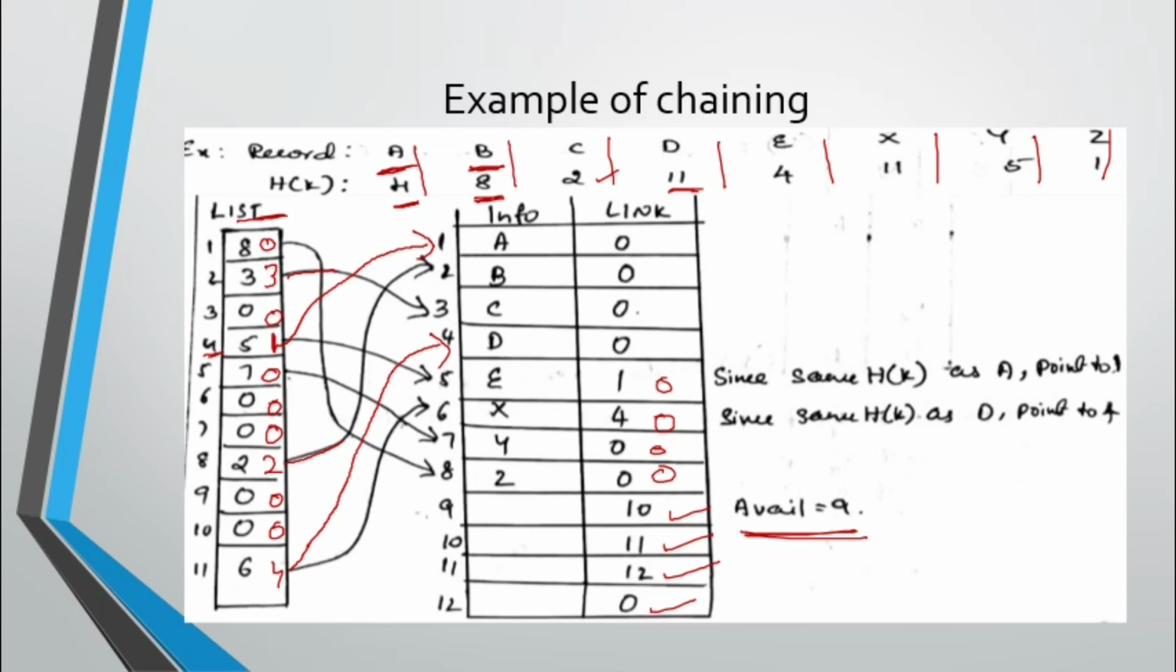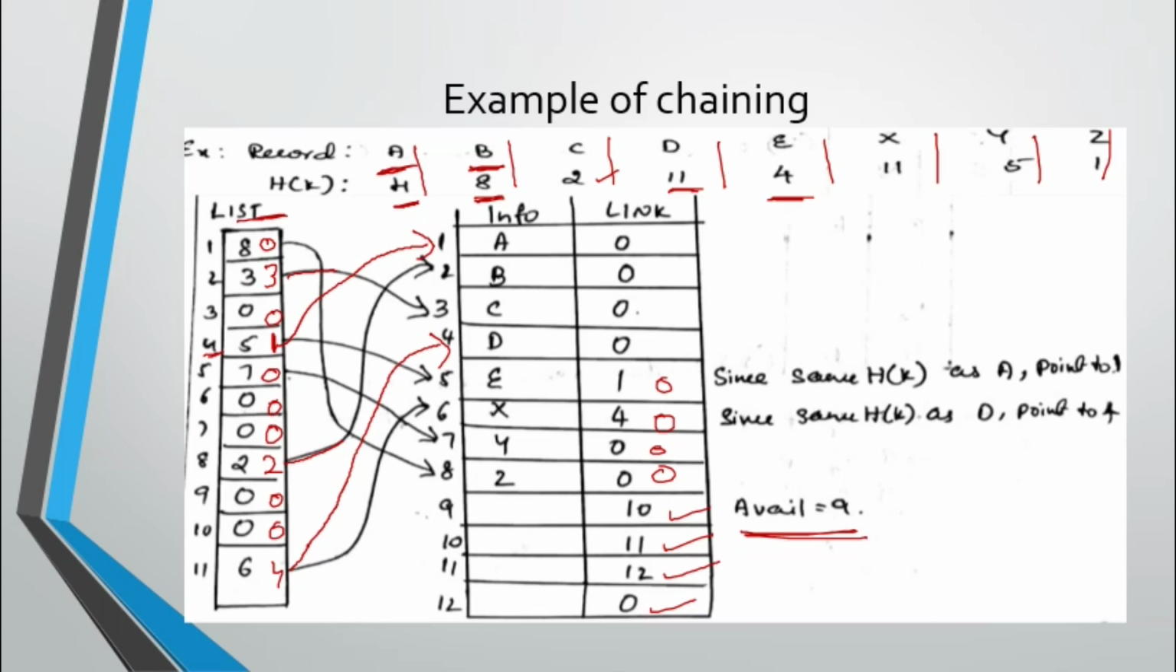Now come to E. E is pointing to 4. What to do now? At that time you need to prepend the element. So first E should come, then A should come. How do you do that? In the fourth address, you see it is already pointing to A, correct? Now there you need to write 5.